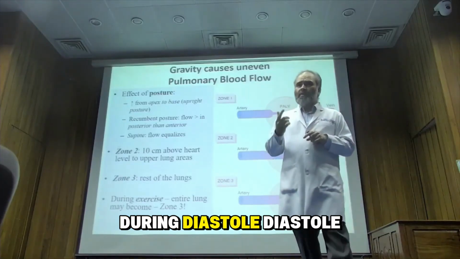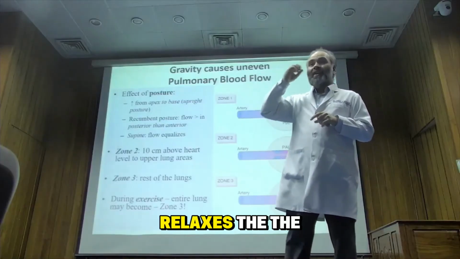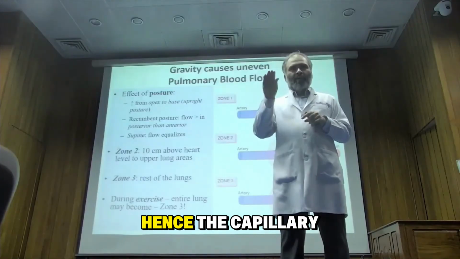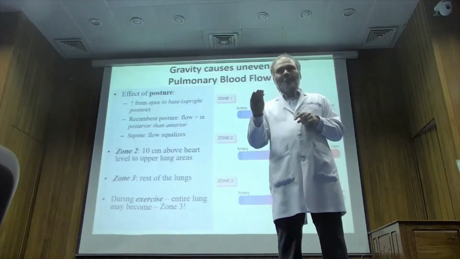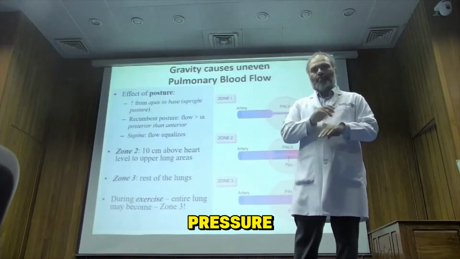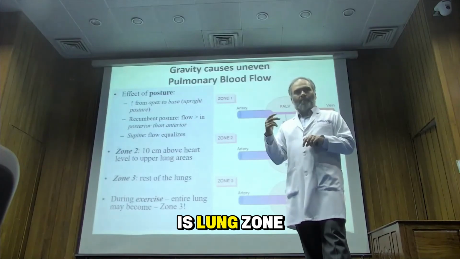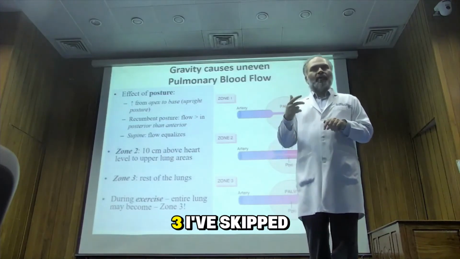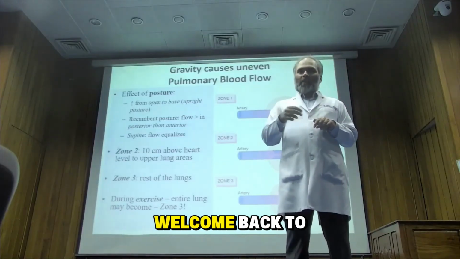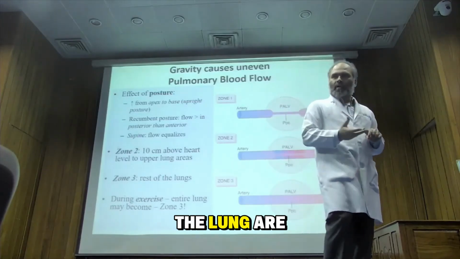And what happens during diastole? Diastole is when the heart relaxes. When the heart relaxes, the push drops and hence the capillary sort of gives in to the alveolar push, alveolar pressure. This happens in the middle zones, which he says is lung zone 2. In lung zone 3, I've skipped saying lung zone 1. There's a reason for it. We'll come back to it. Lung zone 3 is where the basal areas of the lung are.